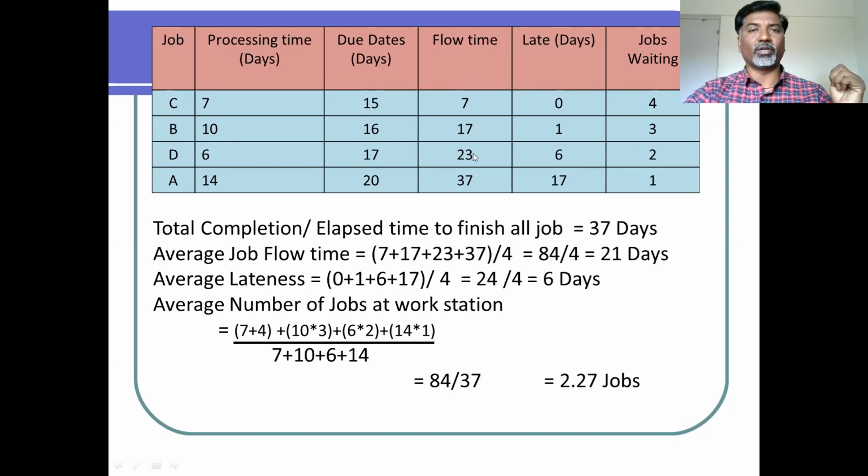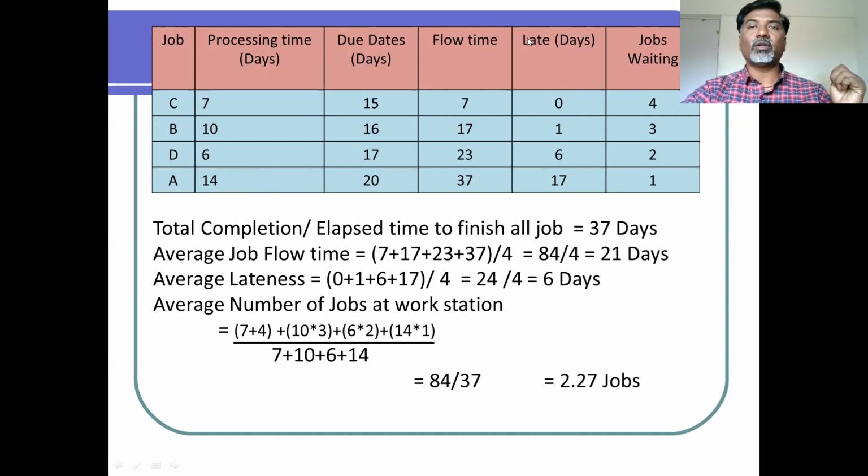Then we calculate the flow time. Flow time is how much time the job will require. Job C will be complete after 7 days. Job B will start after 7 days and takes 10 days, so 7 plus 10 is 17 days. Job D will start after 17 days and takes 6 days, so 17 plus 6 is 23. Job A will start after 23 days and takes 14 days, so 23 plus 14 is 37.